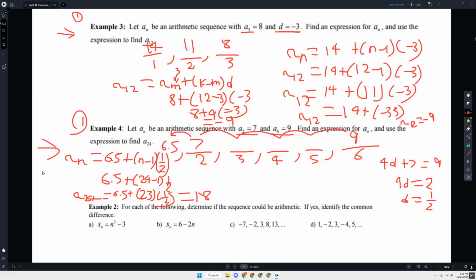How did I get d? It's all whole numbers.